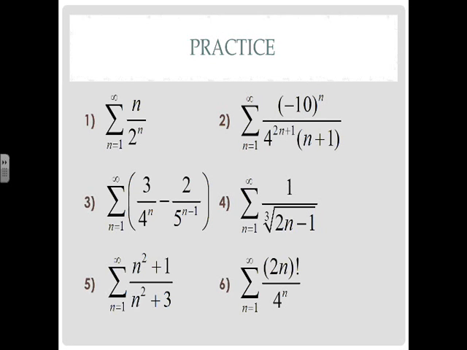The fourth one is divergent. You can use either the integral test, comparison test, or limit comparison. The fifth one is divergent by the divergence test, and the sixth one is also divergent by the divergence test. You could use the ratio test, but it is a lot of work.